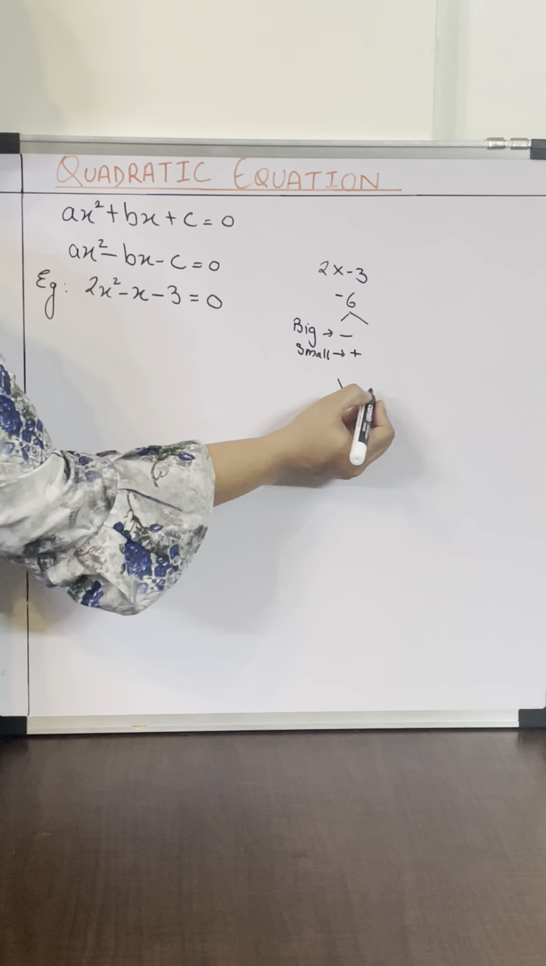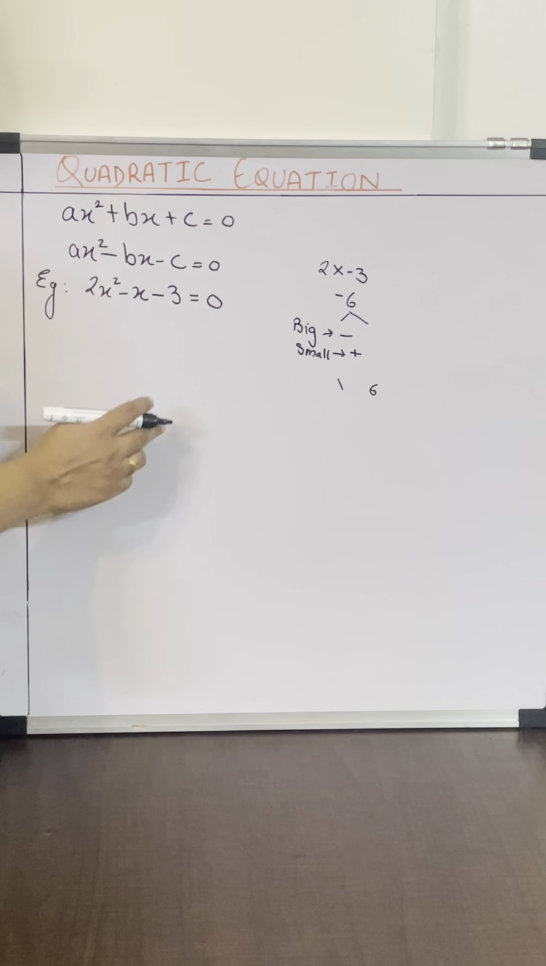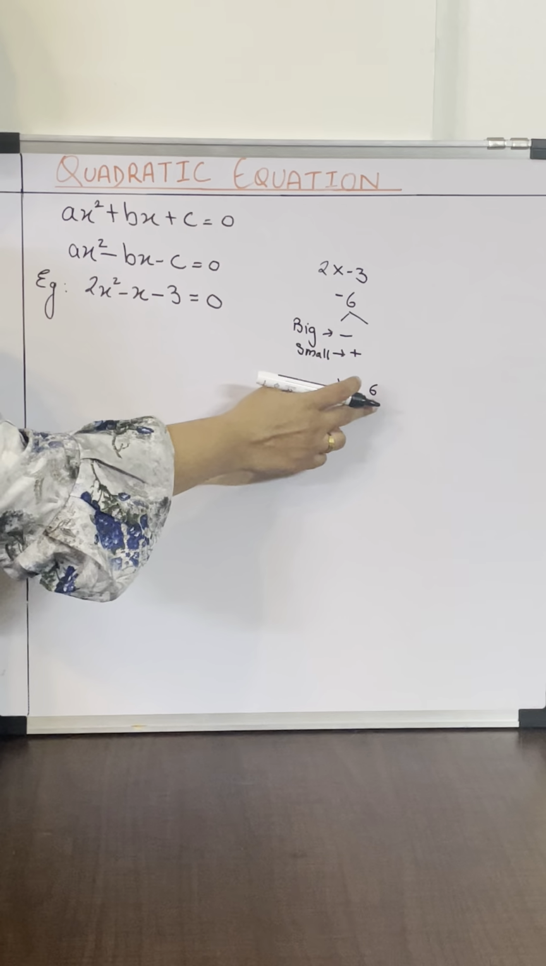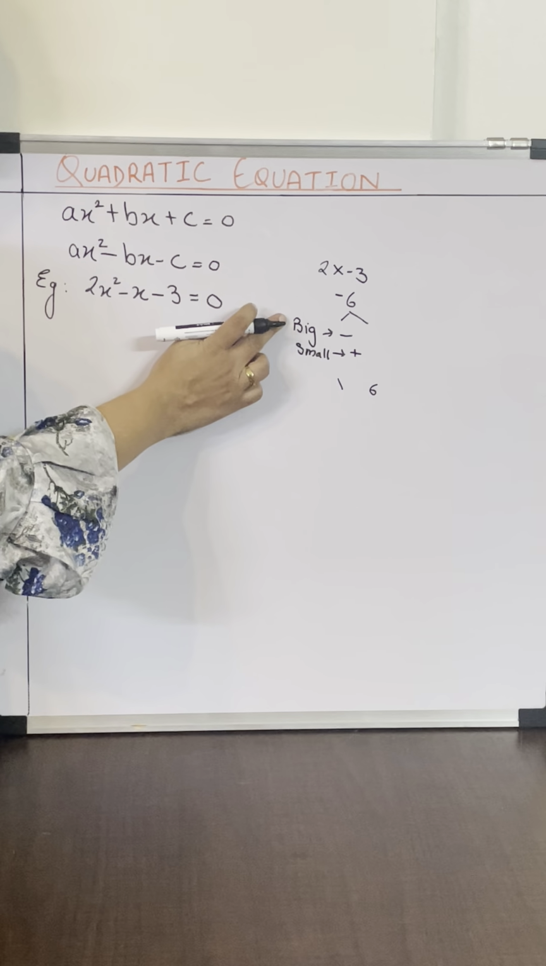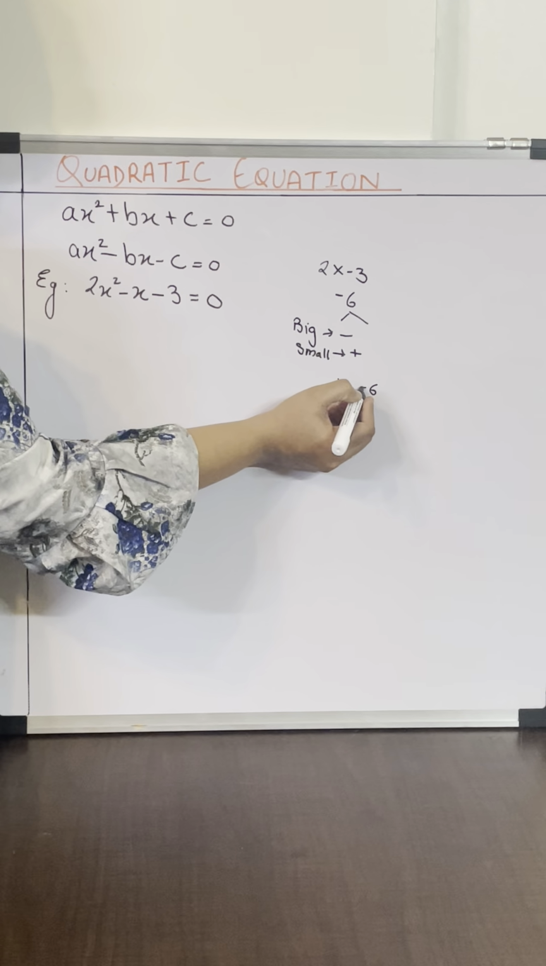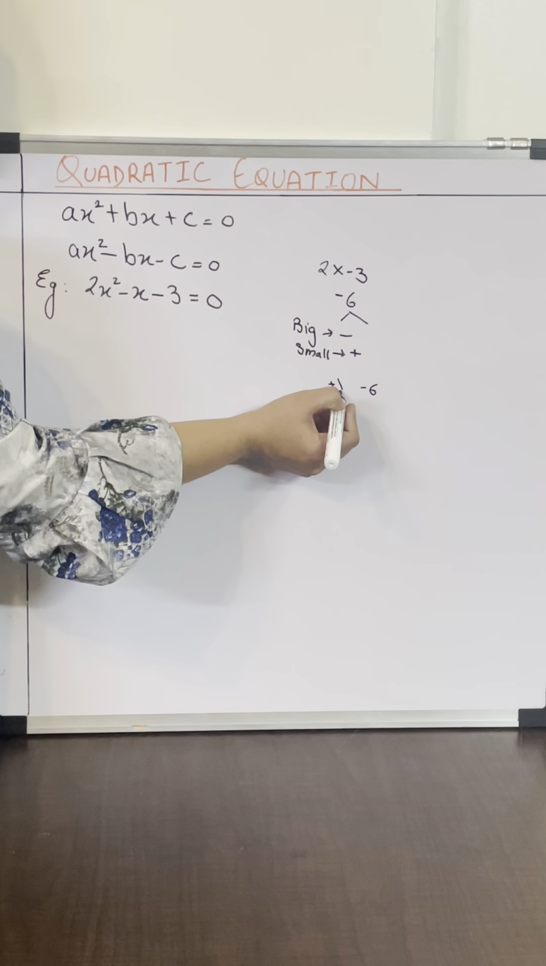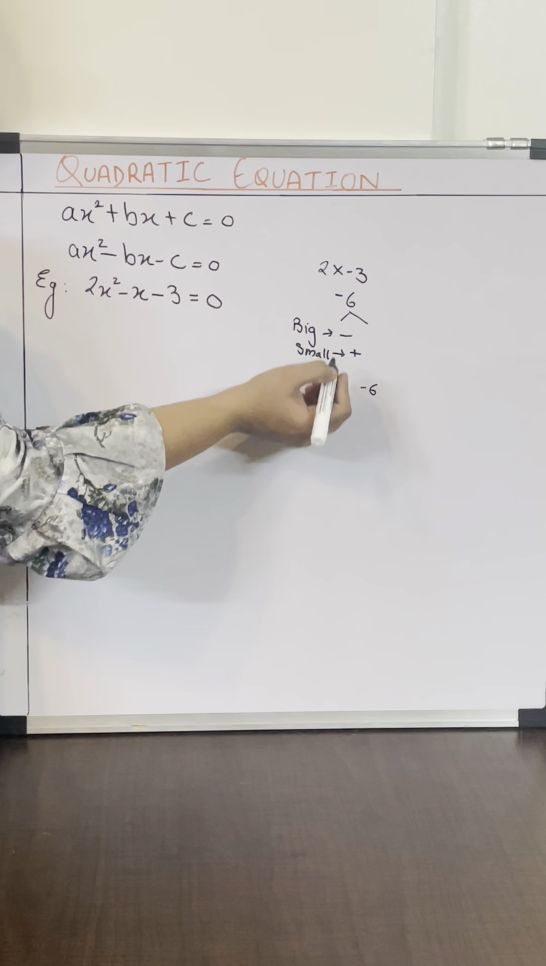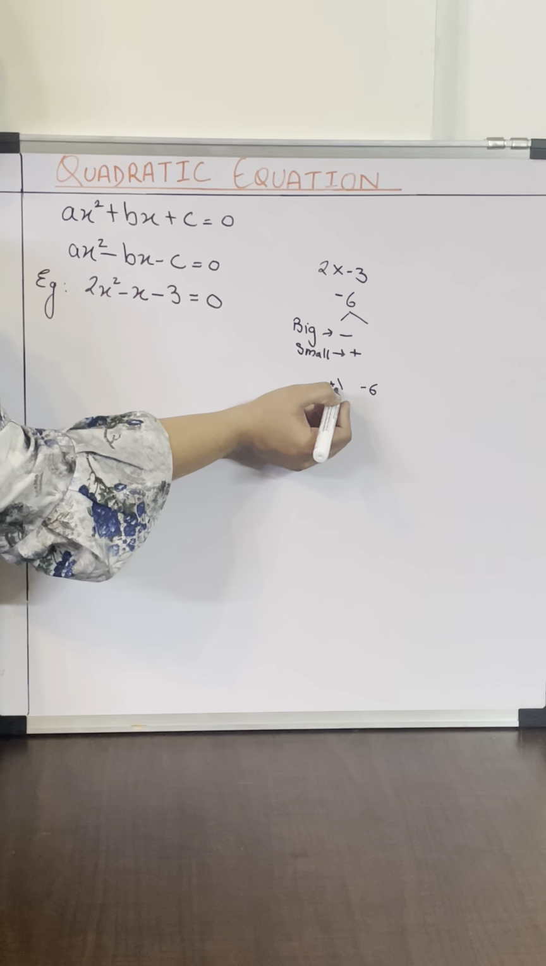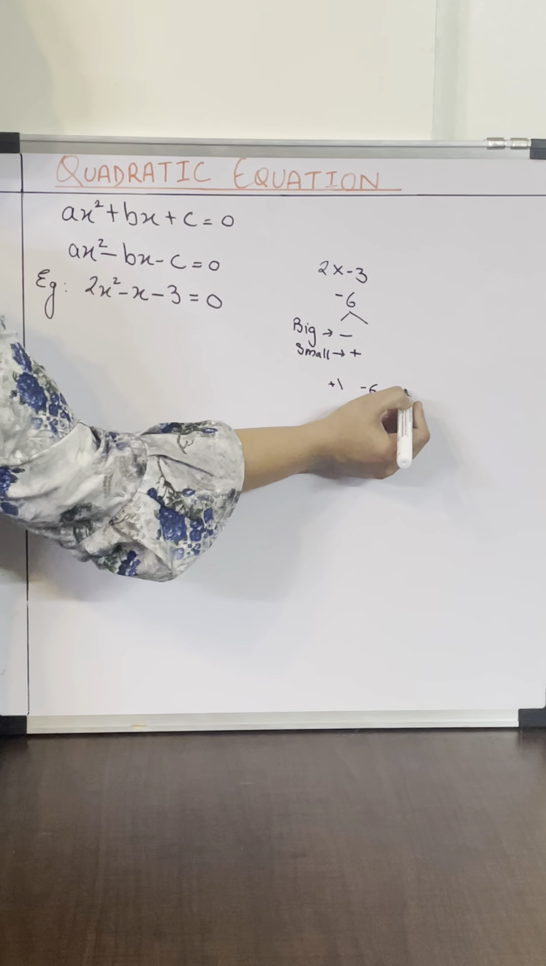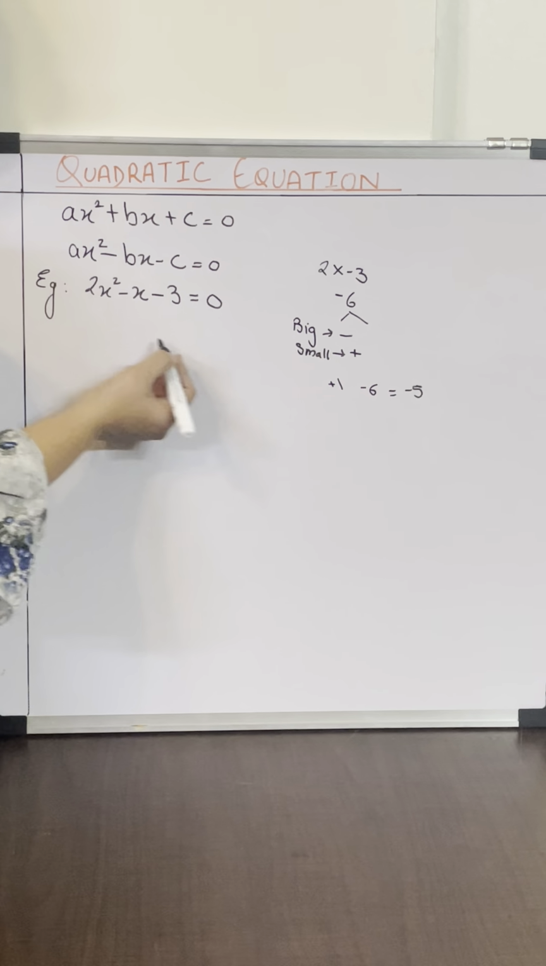If I take 1 and 6, 1 into 6 is giving me 6. Multiplication should give me minus 6, and the bigger number should have a minus sign, so I put minus 6 and plus 1. Plus 1 into minus 6 is equal to minus 6, but plus 1 minus 6 will give me minus 5, that is not my middle term.